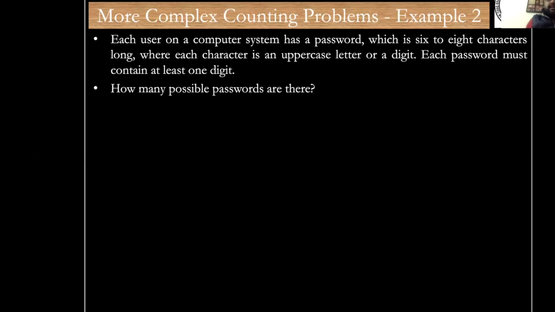So that means that P is now going to be 36 raised to the power 6 plus 36 raised to the power 7 plus 36 raised to the power 8 minus 26 raised to the power 6 minus 26 raised to the power 7 minus 26 raised to the power 8 in total. That's the answer. So let's see the answer in writing. How many possible passwords are there?